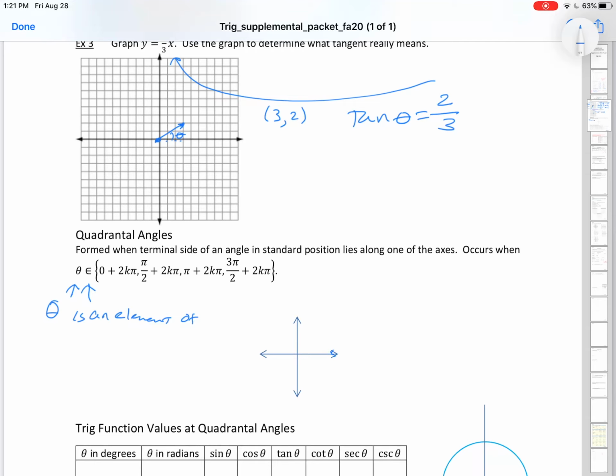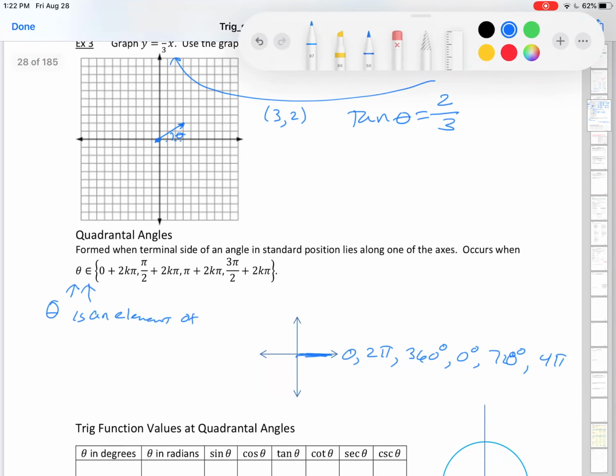Right? So all those are just basically saying if you're ending up on any of these straight out sides, we call those quadrantal angles. So this would be a quadrantal angle of 0, 2 pi. In degrees, 360, 0 degrees, 720, 4 pi. All those would end up right there. That's one. Let me go to green. This is also a quadrantal angle if you were to end up here. What's that? This is the pi over 2, or 90 degrees.